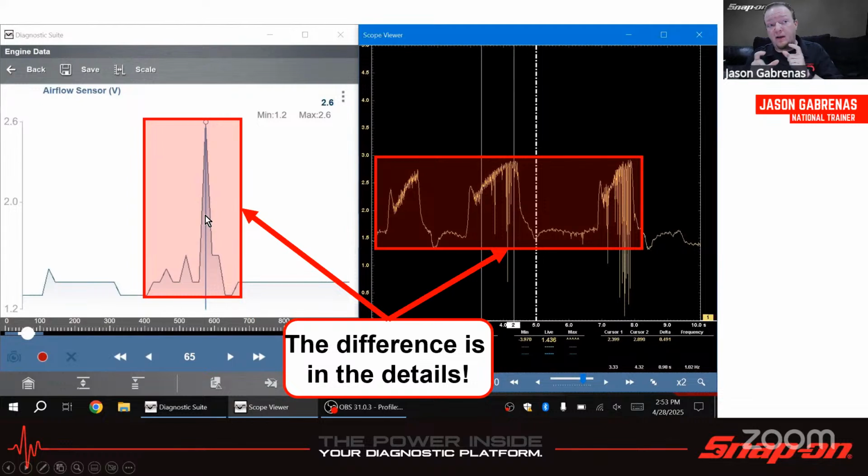And if I had a problem with a dropout or something like that in a mass airflow sensor, I'd be able to pick it up using a scope. Probably wouldn't be able to pick it up as easily using a scanner, if at all.